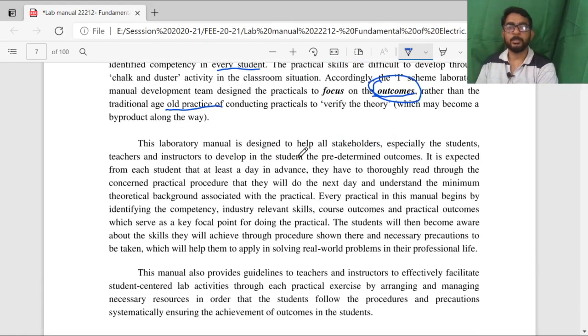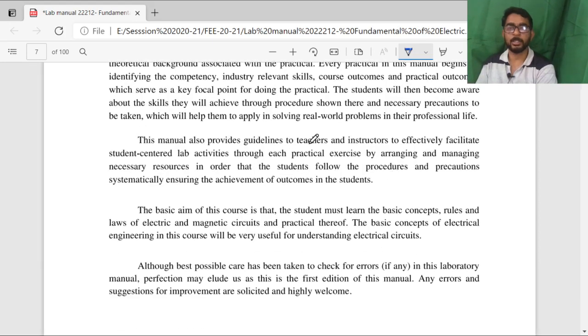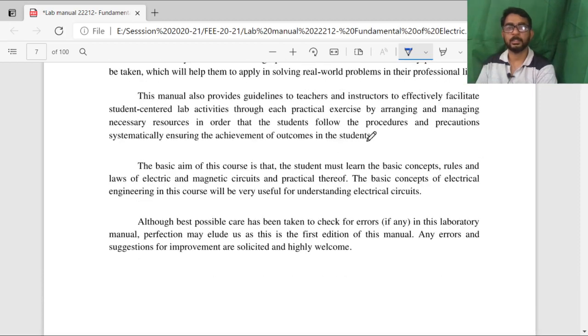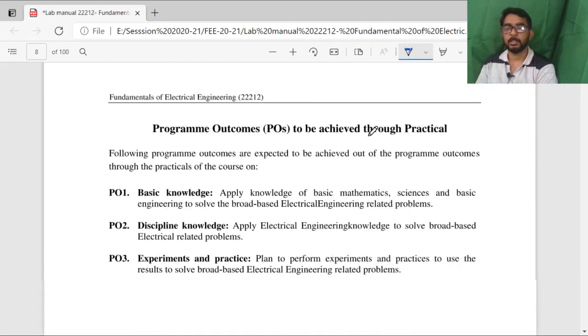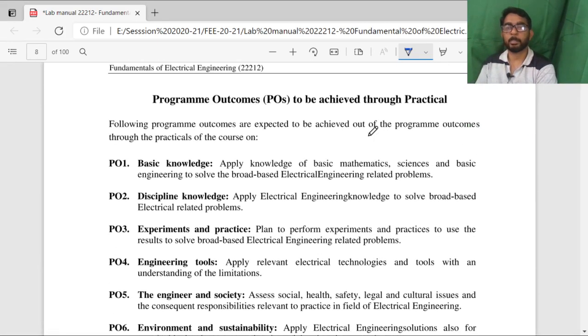The laboratory manuals are designed to help all the stakeholders, especially the student, teacher and the instructor, to develop predetermined outcomes in the student. This manual also provides guidelines to the teacher and the instructor to effectively facilitate student-centered activity. These are some program outcomes to be achieved through the practicals.